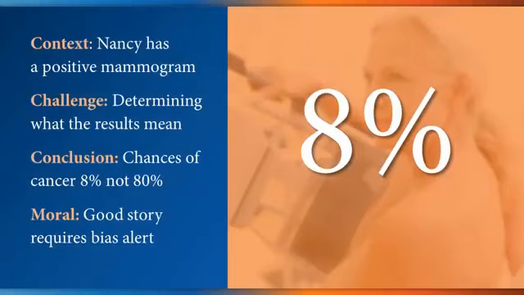Now, let's look at that story again with the 3 C's and a more complete idea and interpretation of the data. Context. Nancy has a positive mammogram. Challenge. Determining what the results mean for her chances of actually having cancer. Conclusion. Because the test is very sensitive but not very specific, the chances of cancer are closer to 8% rather than the 80% originally guessed at by her physicians.